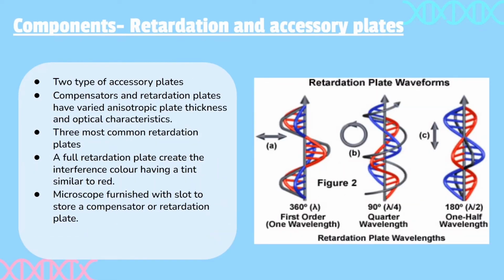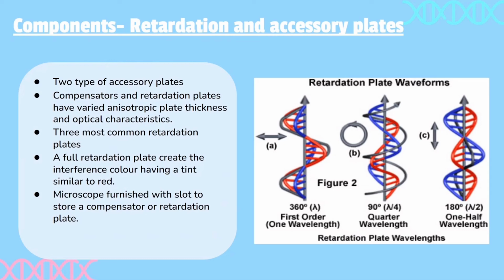Another major component in a polarizing light microscope is the retardation and accessory plates. There are two types of accessory plates, the retardation plates and compensators. The retardation plates have a fixed optical path length, while the compensators have varying optical path lengths. The compensator and retardation plate have varied anisotropic plate thickness and optical characteristics. The reason is to create a specific optical path length difference.